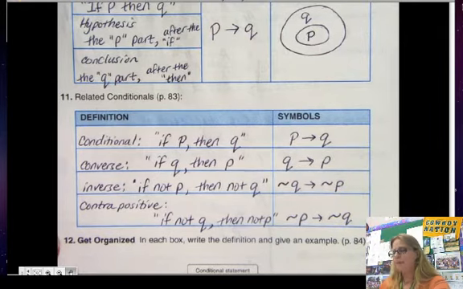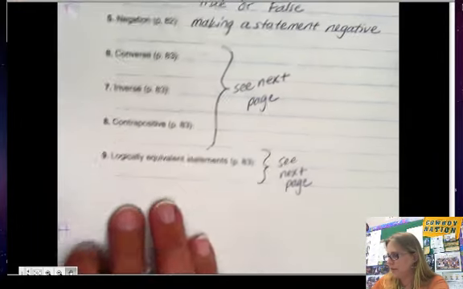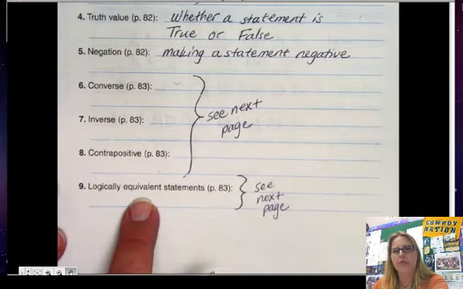Okay? Now, I also wanted to point out to you on the back side here, or the front side here, you saw logically equivalent statements.